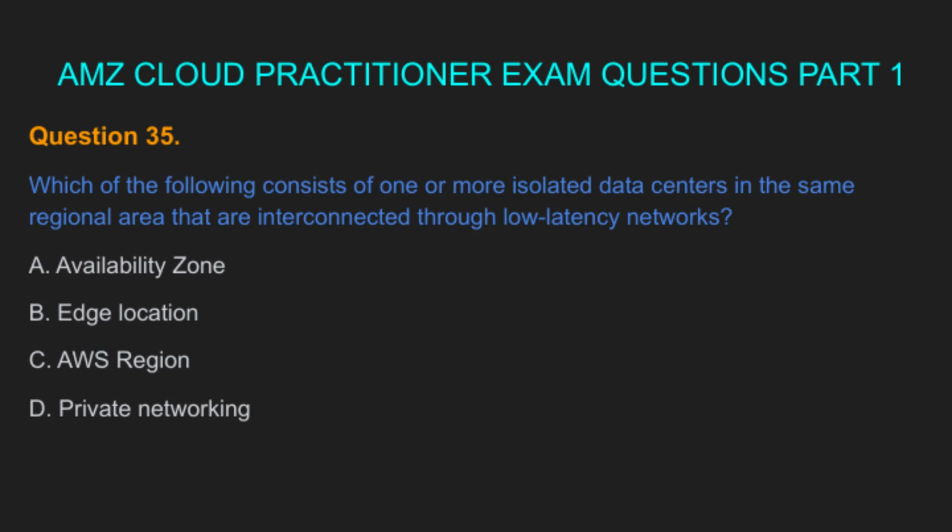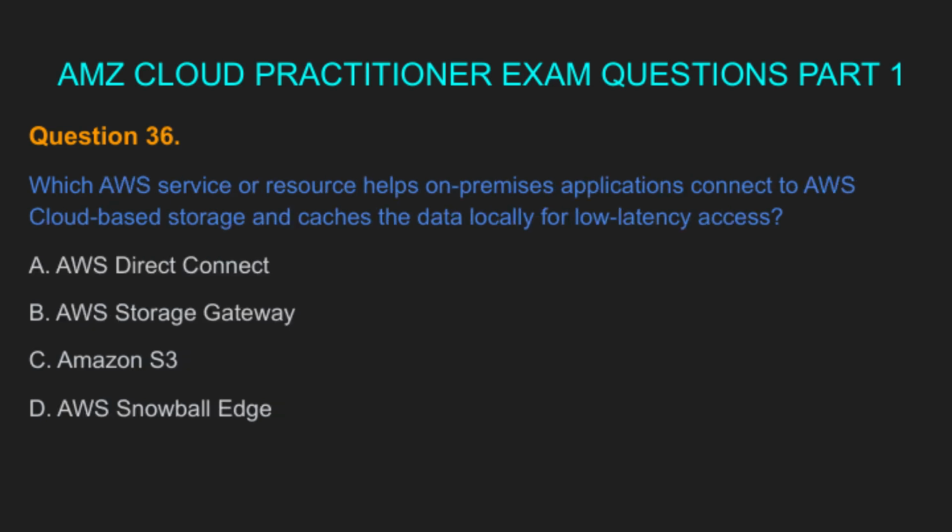Question 35. Which of the following consists of one or more isolated data centers in the same regional area that are interconnected through low-latency networks? A. Availability zone. B. Edge location. C. AWS region. D. Private networking. The answer is A. An availability zone is one or more discrete data centers with redundant power, networking, and connectivity in an AWS region. All availability zones in an AWS region are interconnected with high bandwidth, low latency networking.